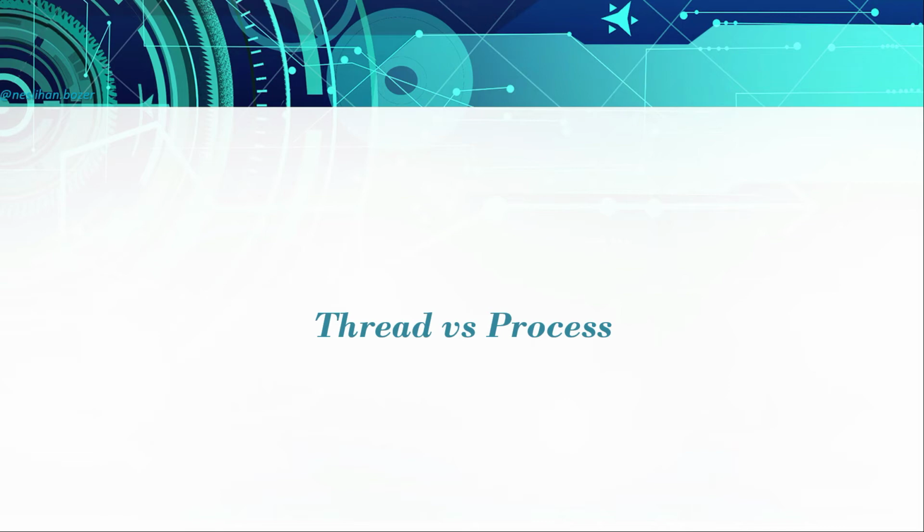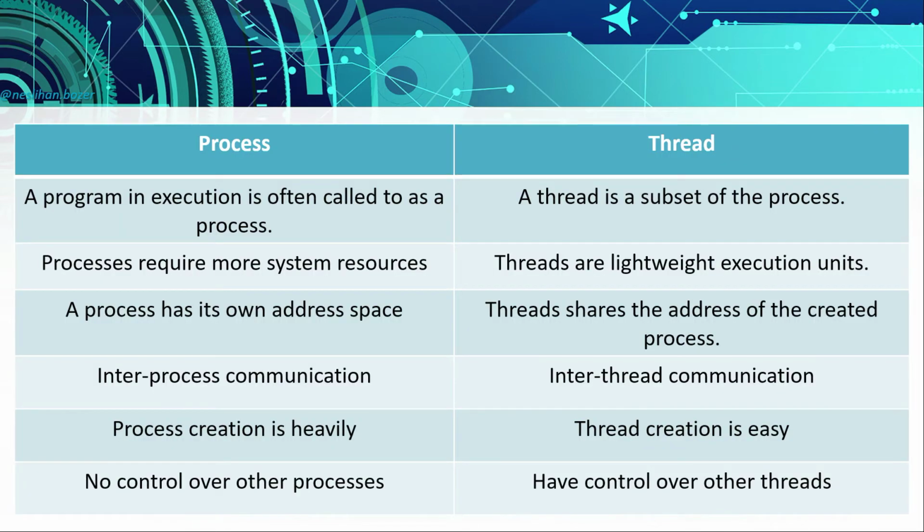What are the major differences between thread and process? A program in execution is often referred to as a process, whereas a thread is a subset of the process. Processes require more system resources, whereas threads are lightweight execution units. A process has its own address space, whereas a thread shares the address space of the process that created it. A process can communicate by using inter-process communication, whereas a thread can communicate by inter-thread communication. Inter-process communication is slower and more expensive than inter-thread communication, whereas inter-thread communication is faster and cheaper.